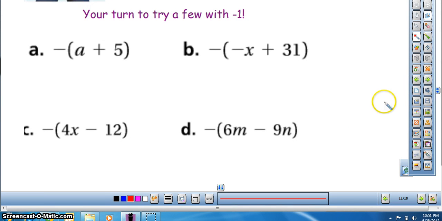It is your turn to try it with A, B, C, and D. So if you would please try multiplying by -1.